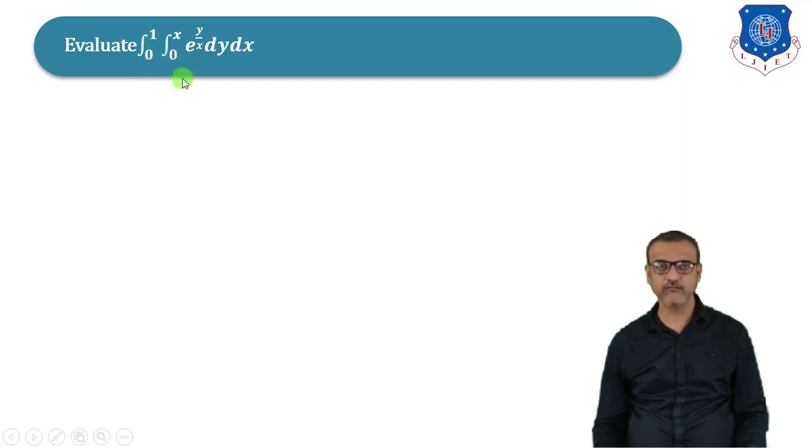Whenever one limit is variable and the other limit is constant, first of all you have to integrate the given function with the variable limit. Here the variable limit is y.